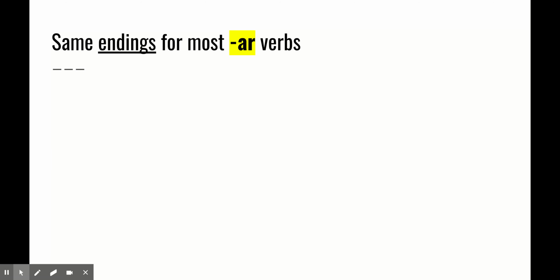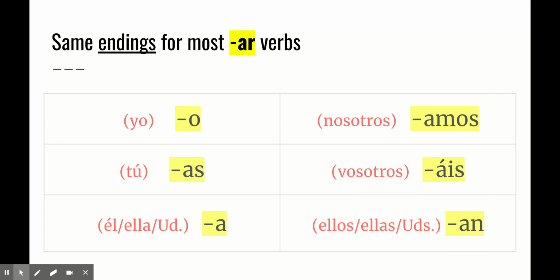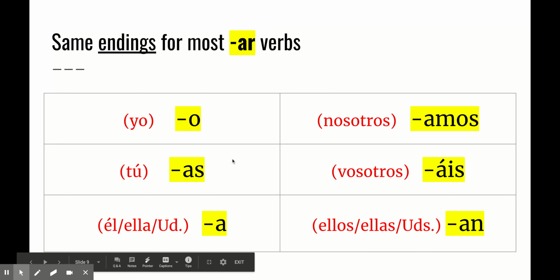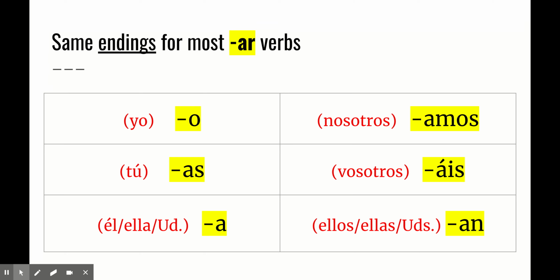These are the same endings for most AR verbs, okay? The endings, just the endings. The last chart that you wrote down was an example of the verb estudiar. This, though, is just the endings. O, as, a, amos, áis, an. O, as, a, amos, áis, an. Say it to yourself 5 times fast, okay? These are things that are never going to change, guys.